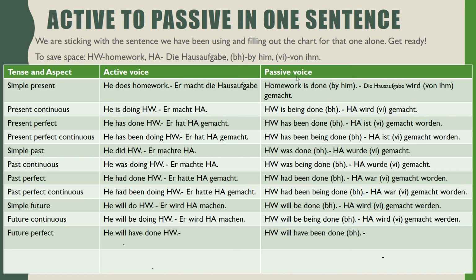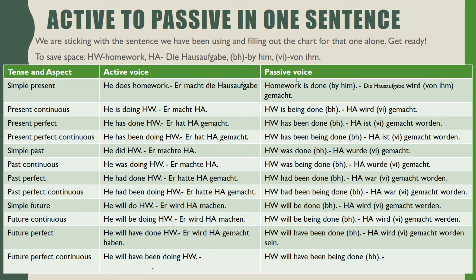Future perfect, he will have done homework. Homework will have been done by him. Wird die Hausaufgabe gemacht haben. Die Hausaufgabe wird von ihm gemacht worden sein. Future perfect continuous, he will have been doing homework. Homework will have been being done by him. Wird die Hausaufgabe gemacht haben. Die Hausaufgabe wird von ihm gemacht worden sein.